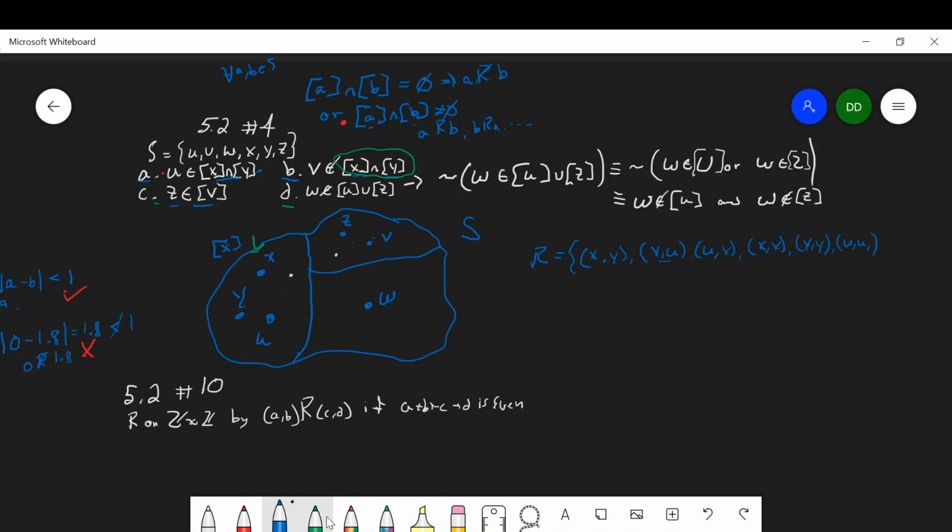So we can list all of those, but actually if I give the partition, that contains all of the information for the relation, right? This is telling me X is related to Y, and U is related to X, and Y is related to X, and X is related to X. It's telling me all of those pairs by just giving you this partition. So it's actually acceptable for you to just tell me the partition. That's another way to describe or define an equivalence relation, through the partition. So I'm going to call this one good.